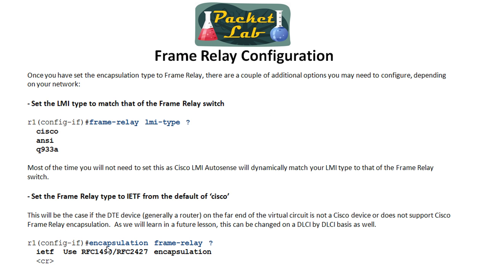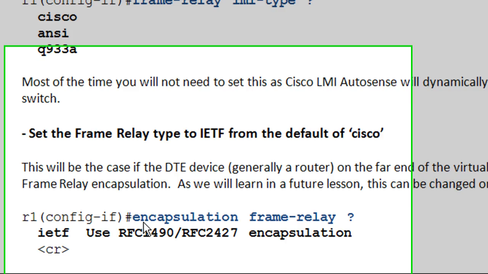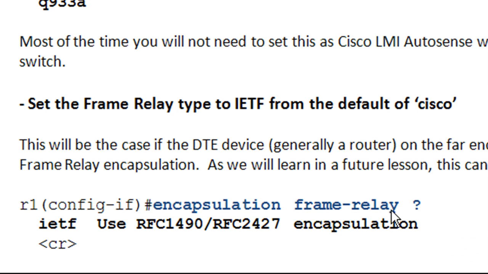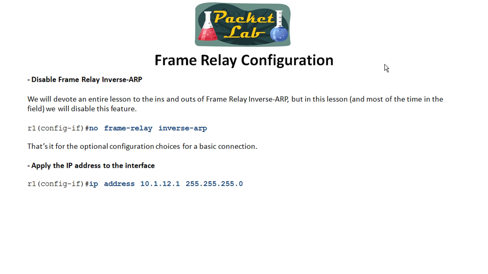So like I said, you can set the encapsulation type by just typing encapsulation frame relay, and then if you hit enter, you're going to be using Cisco. If you want to use IETF, you have to go 4 letters further and type in IETF to set that. And this will probably be something that you would more likely run into in the wild than having to set the LMI type. Okay, this next step is to disable frame relay Inverse-ARP.